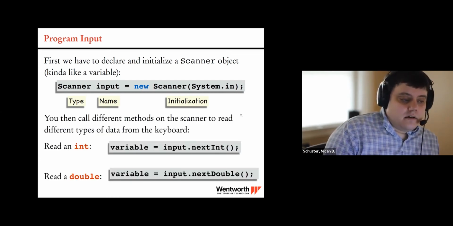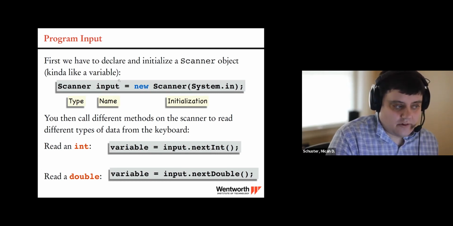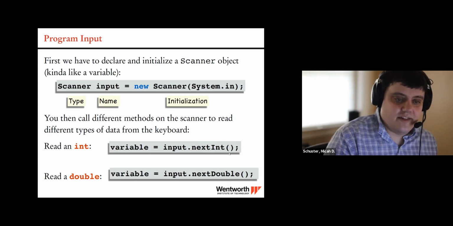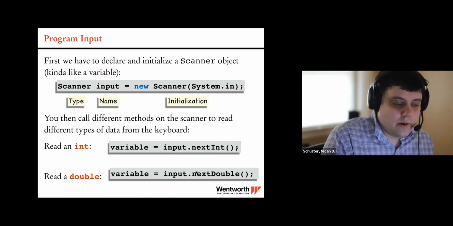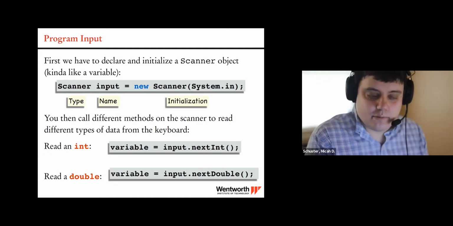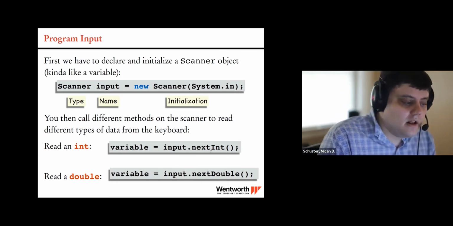Then we can read in a variable. Let's say the variable here is an int. We just say the name of my scanner, dot nextInt, and then open and close parentheses. This will read the next int that's typed into the console and store it in the variable. If the variable were a double instead of an int, then we would have to use nextDouble. So it has to be reading in the right type. We have to use the right type here for our variable, and then the user can type whatever they want to.